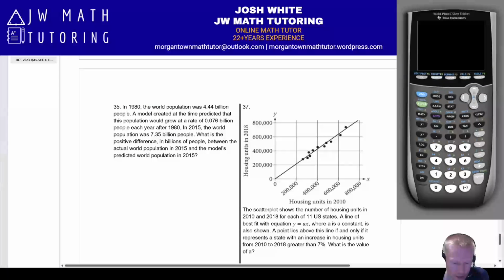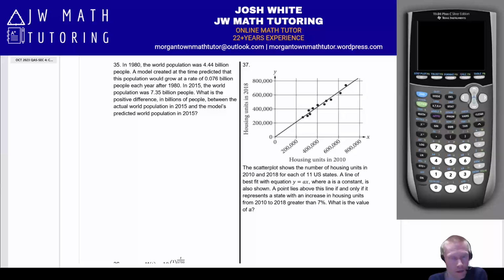On to the last page. Now, problem 35. So you're told this population in 1980, you're told how much it's going to grow each year. You're told what the population was in 2015, and they want to know the difference between actual and what was predicted. So basically, if you think about the model for predicted, it's 4.44. I'm doing everything in terms of billions, but I'm not going to write that. Plus 0.076 times x, where x is the number of years after 1980.